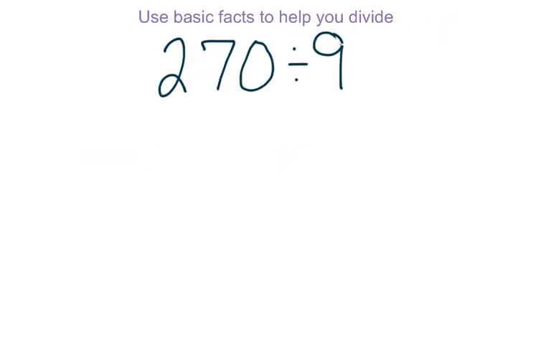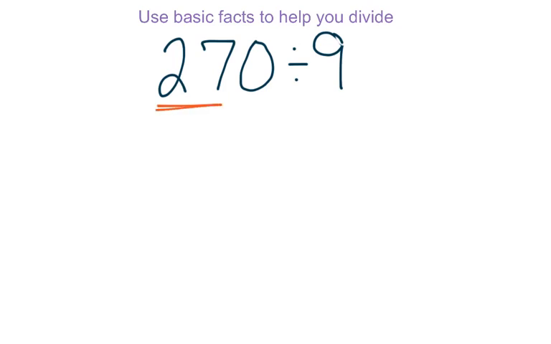Our next problem, we're going to use basic facts to help us divide. One of the things we talked about when we're using our basic facts to help us divide and when we use our compatible numbers is to underline those 2 greatest place values and think about, does our divisor go evenly into those numbers and how many times? So that's what I want you to think about when you're solving this problem. 270 divided by 9.